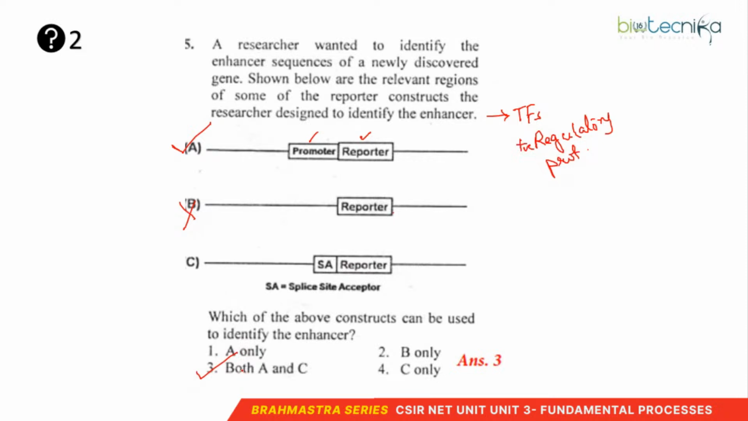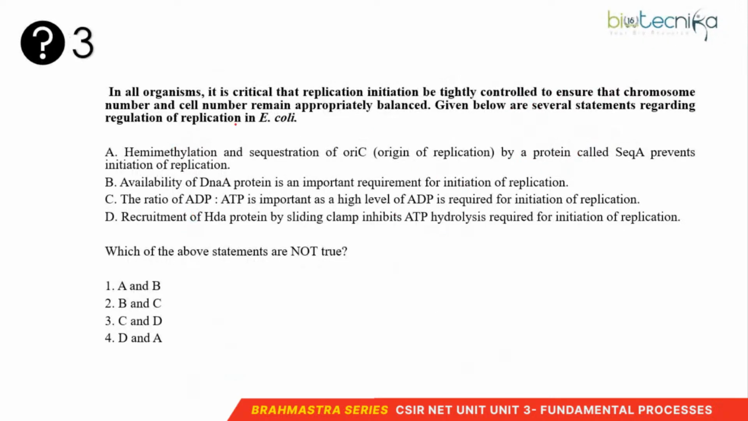Why are both option A and C correct? A, we have already understood why it is correct, right? Now C is correct because, as I told you, you have a reporter gene here. Okay, so if this is spliced out, then obviously we will not get any kind of result. So this can also give you an idea about the functionality of the enhancer. Okay, now moving on to the next one.